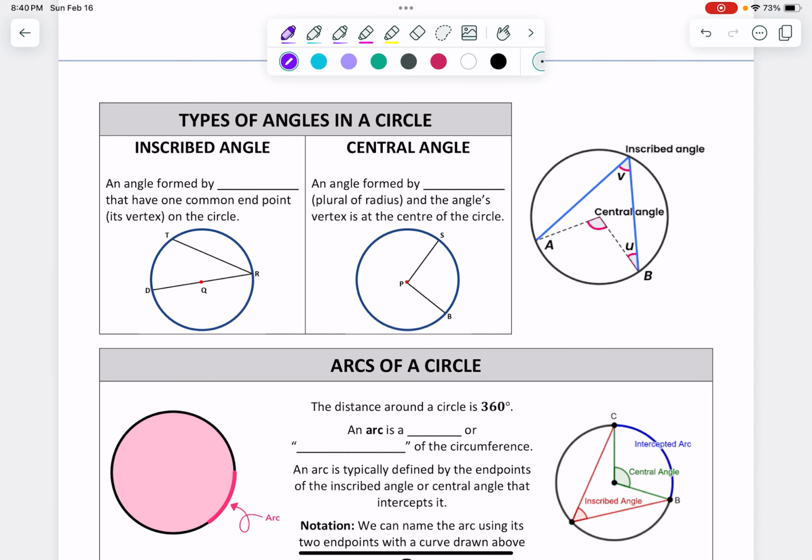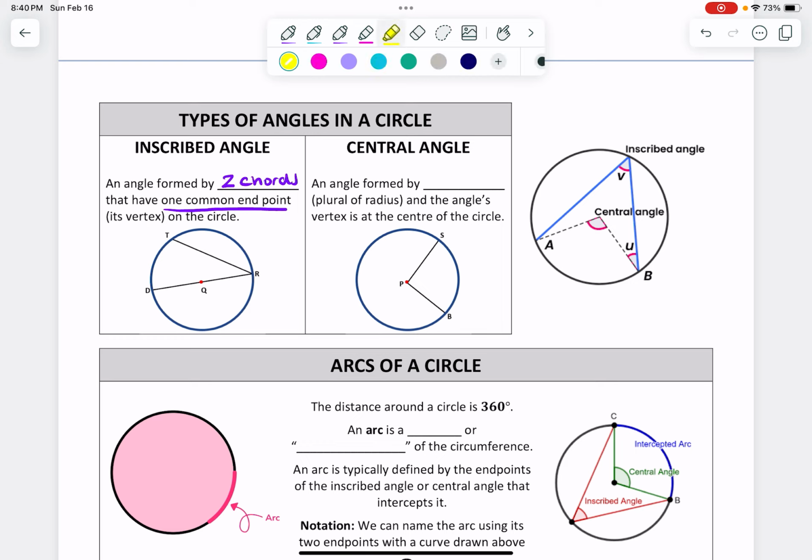Now we're going to introduce two different types of angles in a circle today. One of them is an inscribed angle. An inscribed angle is formed by two chords that have one common endpoint, its vertex, which exists on the circle.